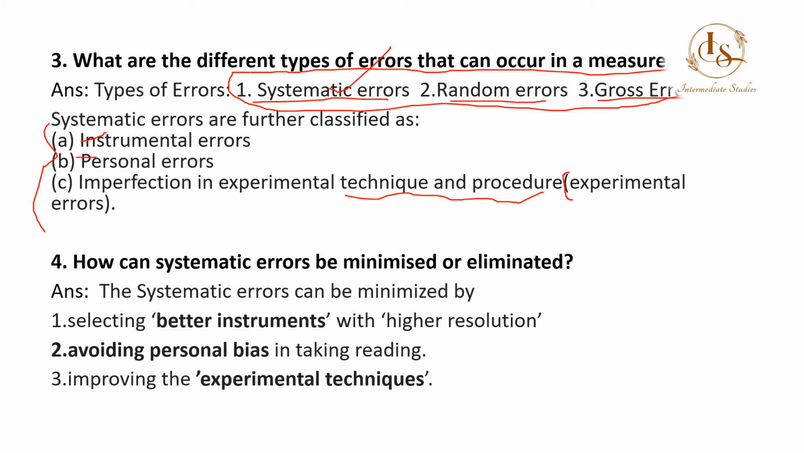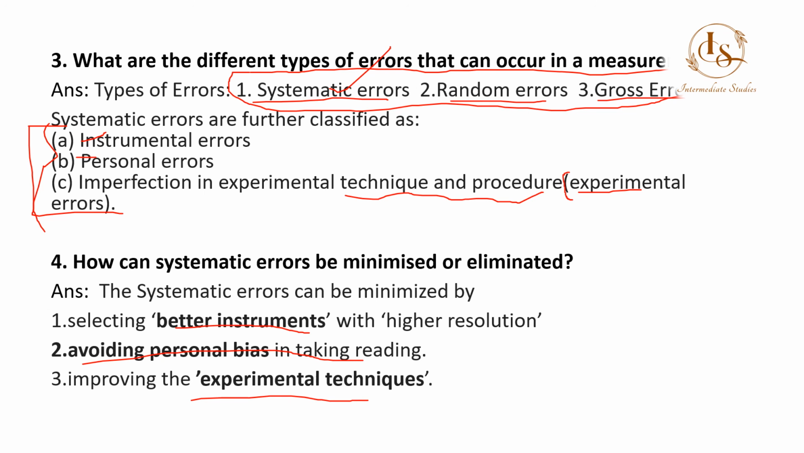And the next question, how can systematic errors be minimized or eliminated? Just now we already read the systematic errors that occur: instrumental errors, personal errors and experimental errors. To overcome the instrumental errors, we need to select a better instrument, and to overcome the personal errors, we need to avoid personal bias in taking the reading. And to overcome the experimental errors, we need to improve the experimental techniques.